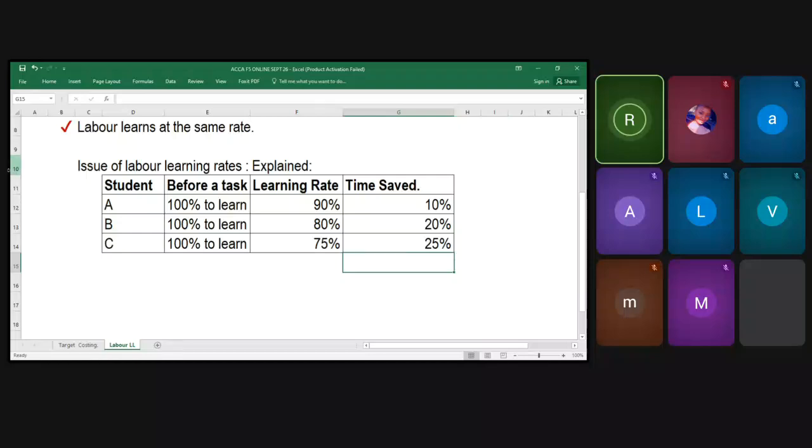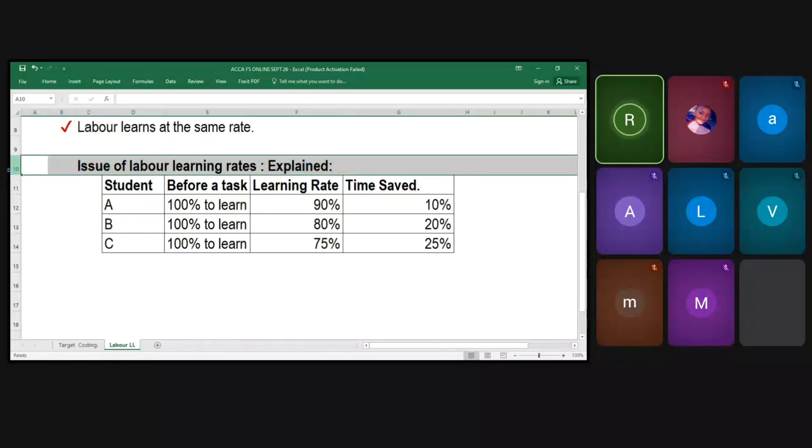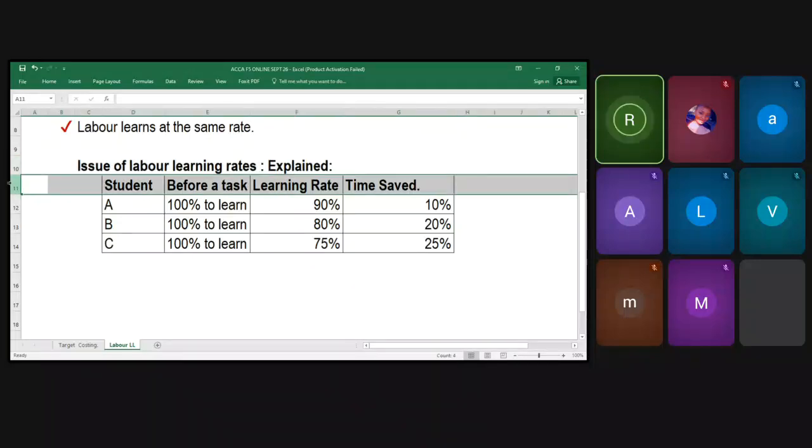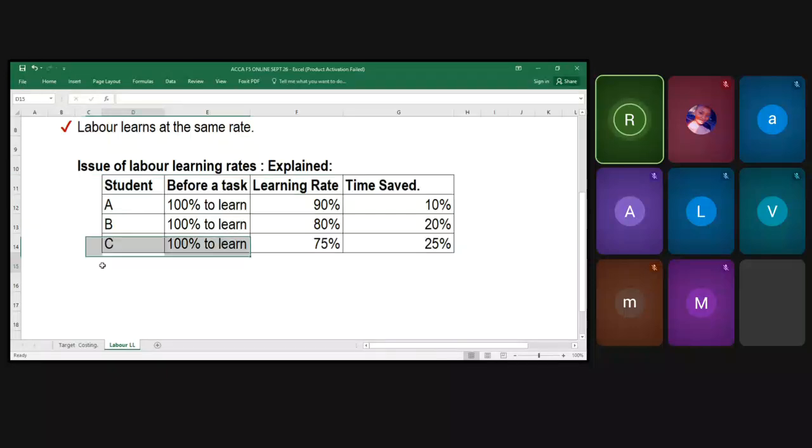From the above, I want someone to explain which learning rate is better. Which learning rate is better?